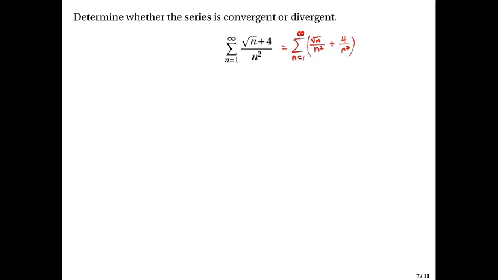And you simplify square root of n over n squared. This is equal to the sum from 1 up to plus infinity of 1 over n raised to 3 halves, plus you have 4 over n squared.